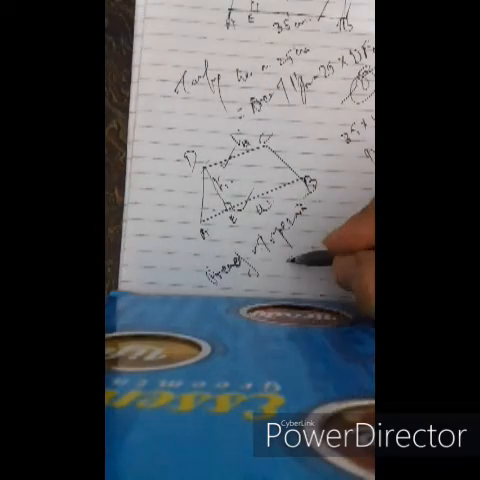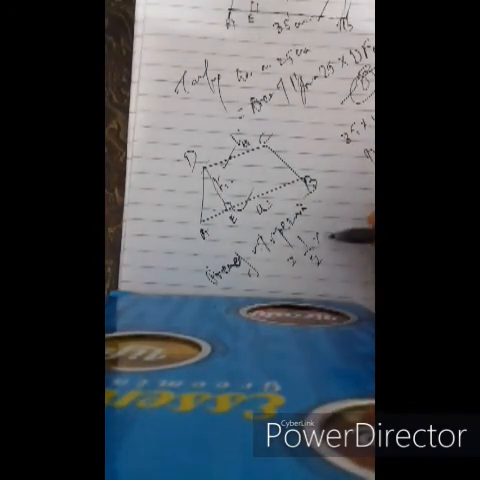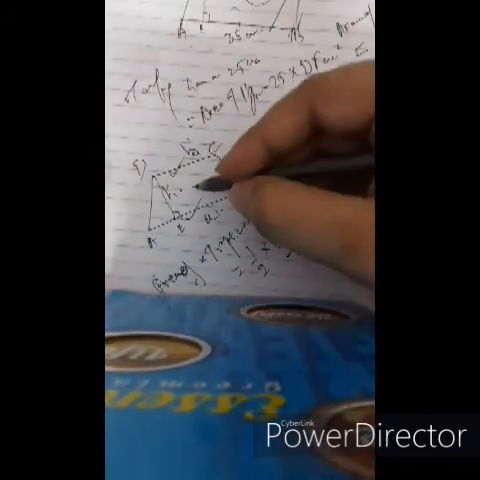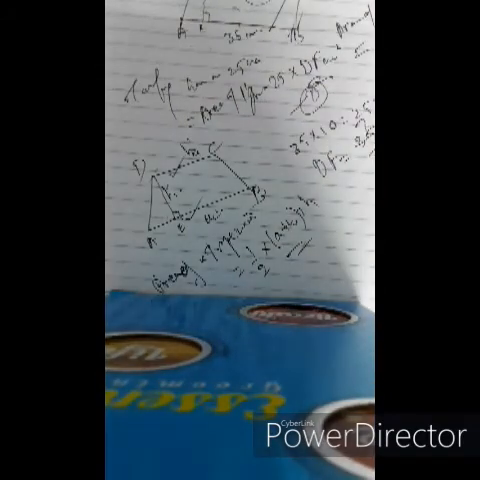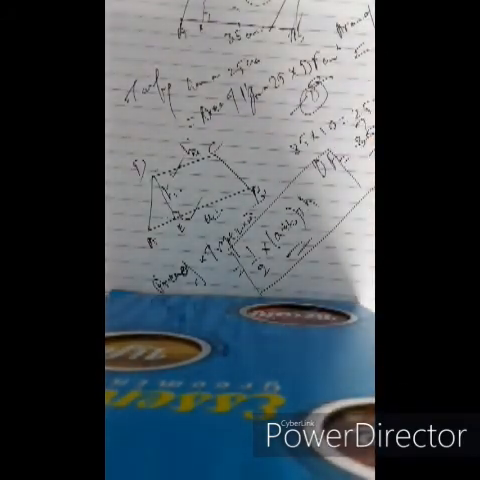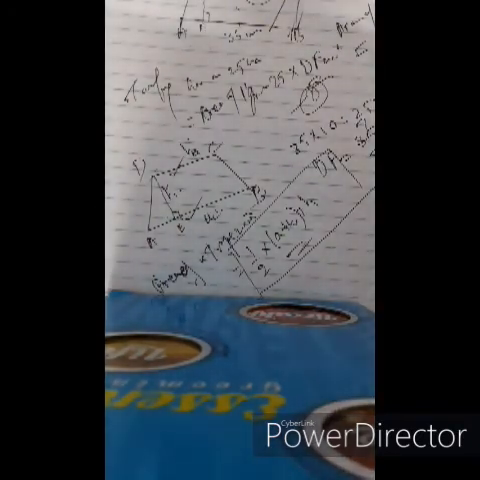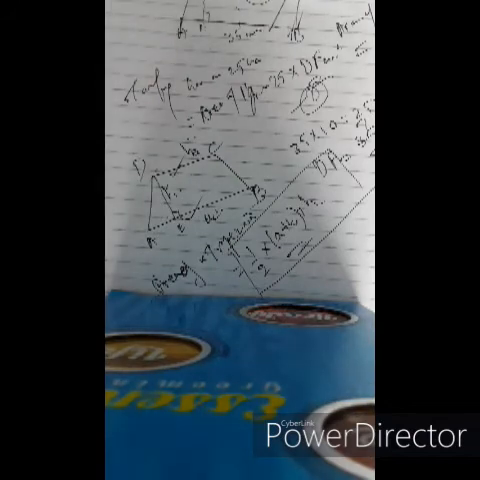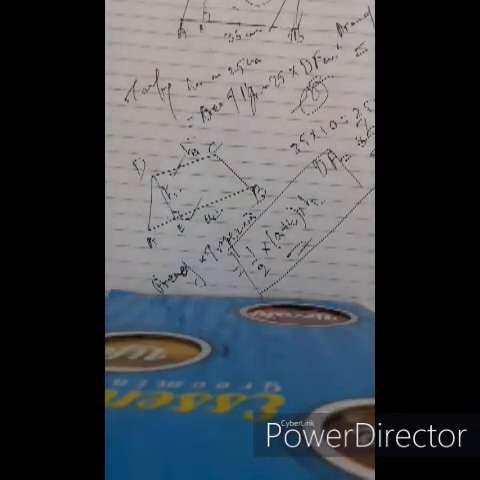So the area of a trapezium is half into the sum of the two parallel sides into height. You have to remember this formula: the area of the trapezium is half into the sum of the two parallel sides, that is A plus B, into height. I hope you got this formula. It's very simple.